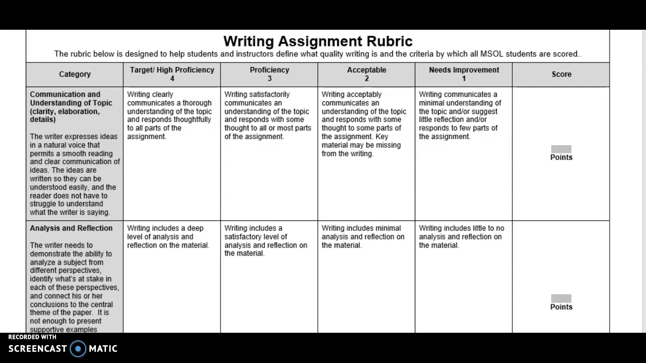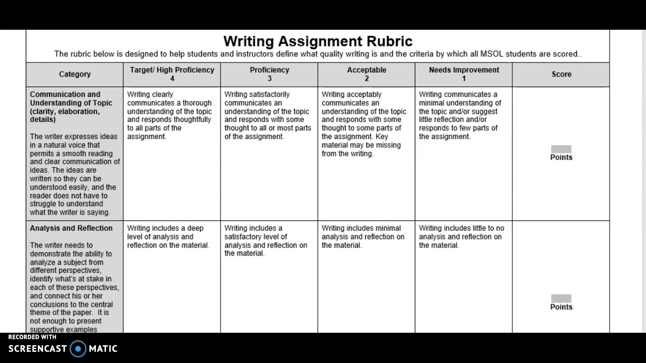You must express ideas in a natural voice that permits a smooth reading and clear communication of ideas. The ideas are written so they can be easily understood and the reader doesn't have to struggle with what the writer is saying. Notice that high proficiency or target here is a 4 and a 1 is needs improvement. 1 assumes there is some effort, but it's not sufficient to communicate to the reader precisely what you need. I urge you to take a little time and look at these categories and figure out if you were to grade your first paper that you submitted to me, how would you grade it?